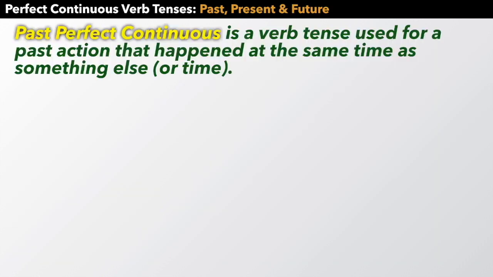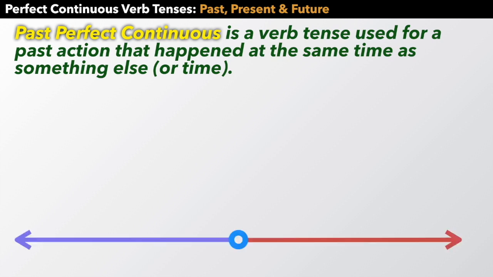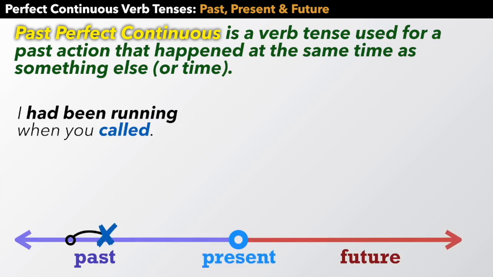Past perfect continuous is a verb tense used for a past action that happened at the same time as something else, or a time. For example, I had been running when you called. You can see the black line is had been running and the X is you called.